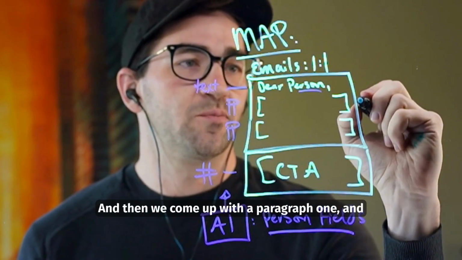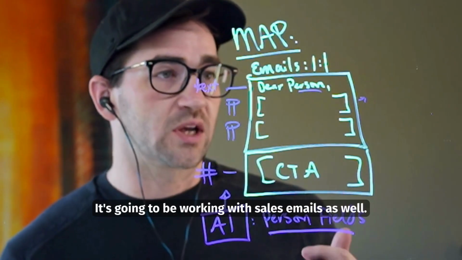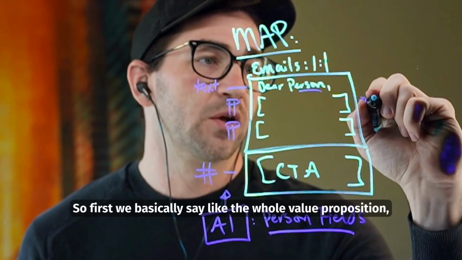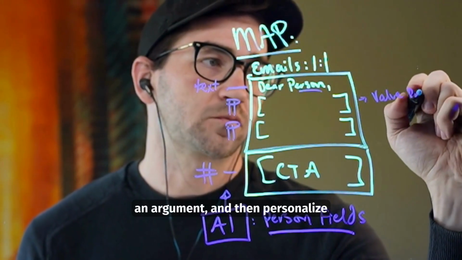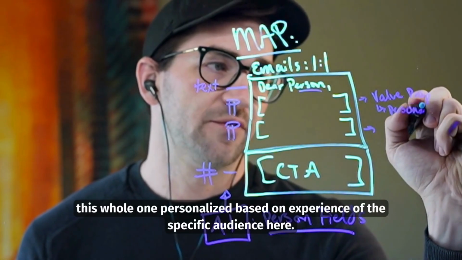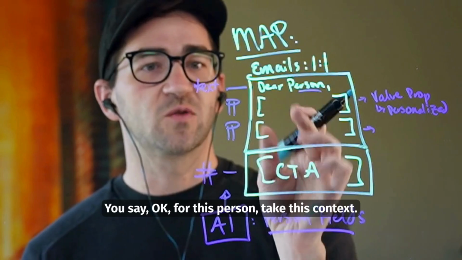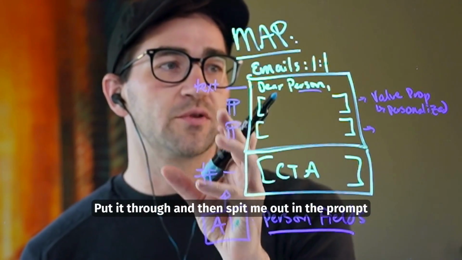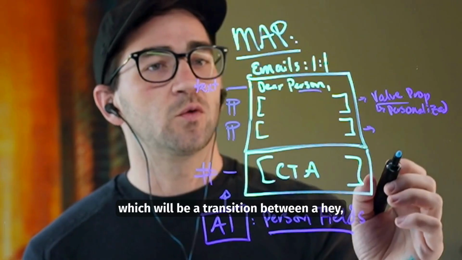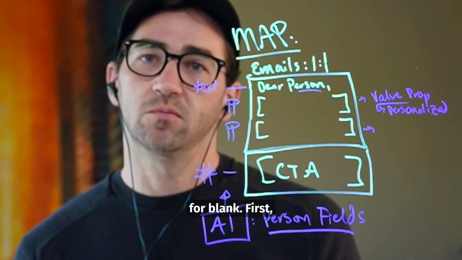And then we come up with a paragraph 1. And you can see this is a similar approach that's going to work with sales emails as well. So first we basically say the whole value proposition, an argument, and then personalize the whole one based on the experience of the specific audience here. This is where you mash it and basically come up with a big context. You say, okay, for this person, take this context, put it through, and then spit me out, and the prompt would be, spit me out an individual personalized email, which will be a transition between: hey, I see you've done blank. I think it means that you'd probably be a good candidate for blank.